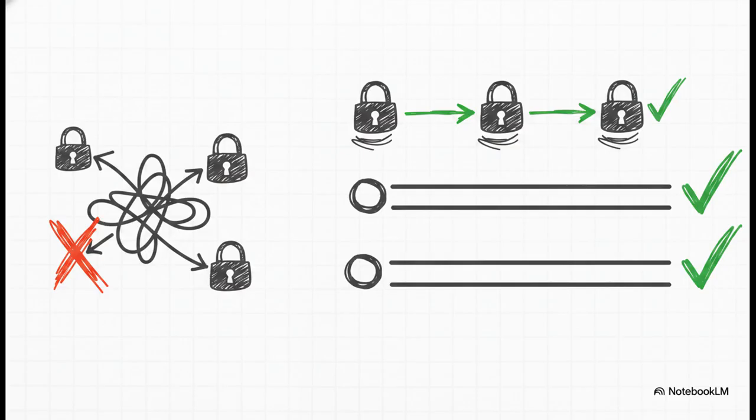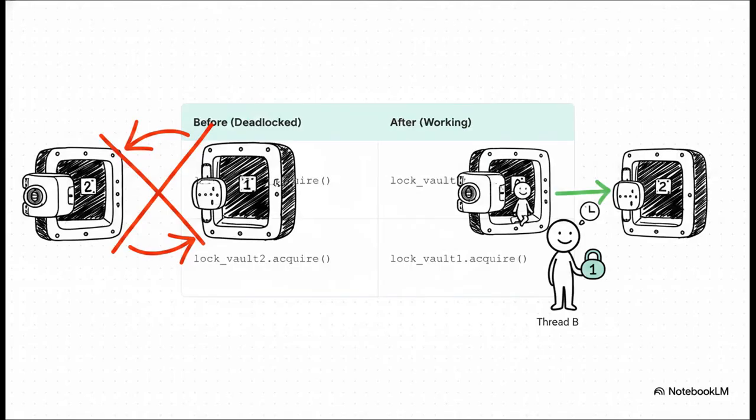This one rule sets up a clear hierarchy, a kind of path of entry that makes a standoff like this impossible. And check it out, here's the fix in action. On the left, that's the deadlocked code. You can see that the transfer function from 2 to 1 locks vault 2 first. But on the right, look at the fix. Both transfer functions have been changed to always lock vault 1 first, then vault 2.